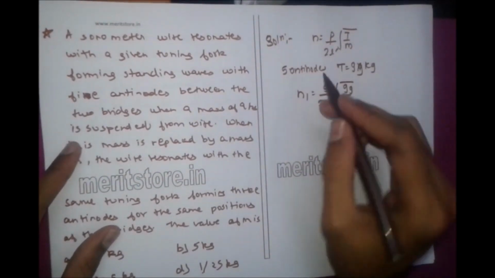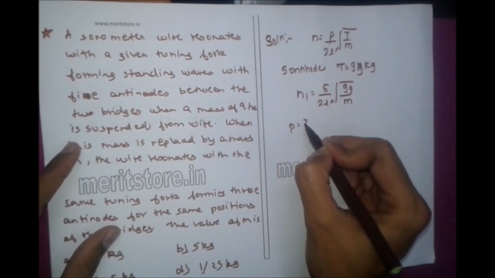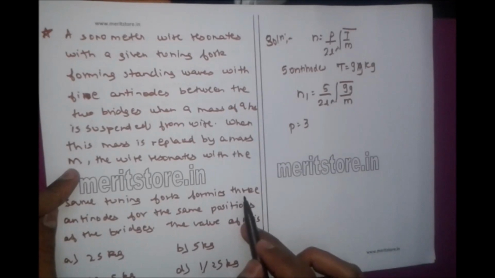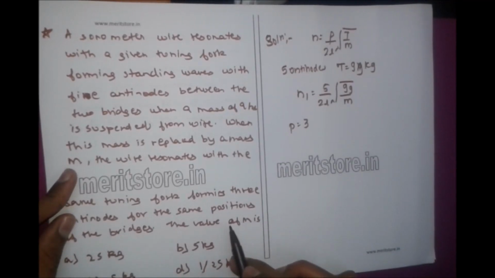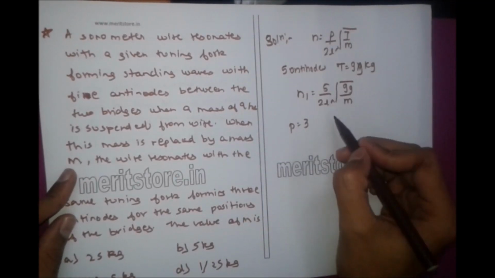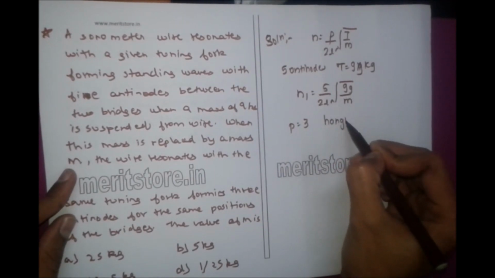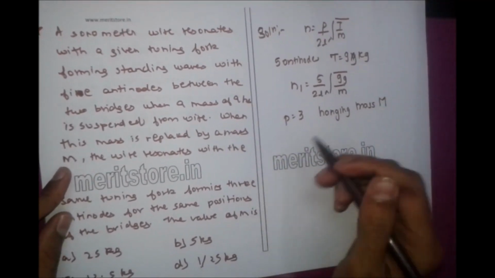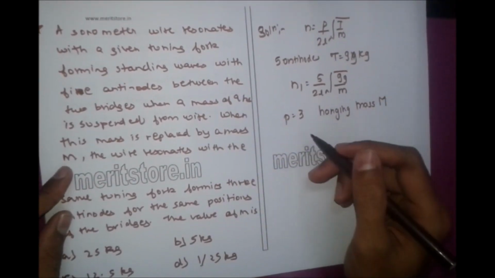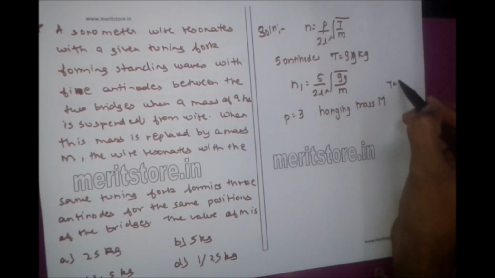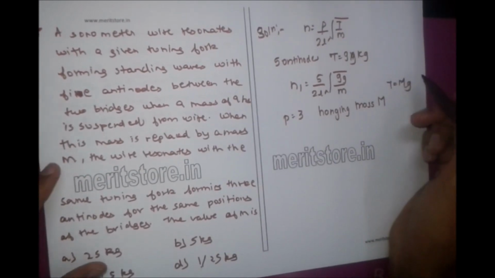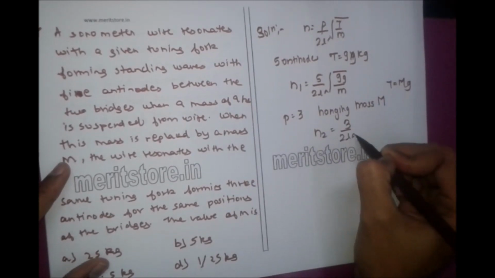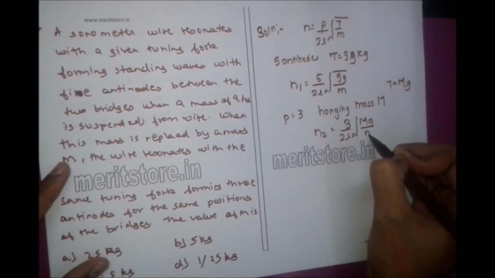Okay, with 3 antinodes we have p equals to 3, the mass is replaced by a mass M, and the wire resonates with the same tuning fork, forming 3 antinodes for the same position of the bridge. The hanging mass we need to find, we are giving it to be capital M. So with p equals to 3 and T equals to Mg, your n2 becomes equal to 3 upon 2l under root Mg upon m.